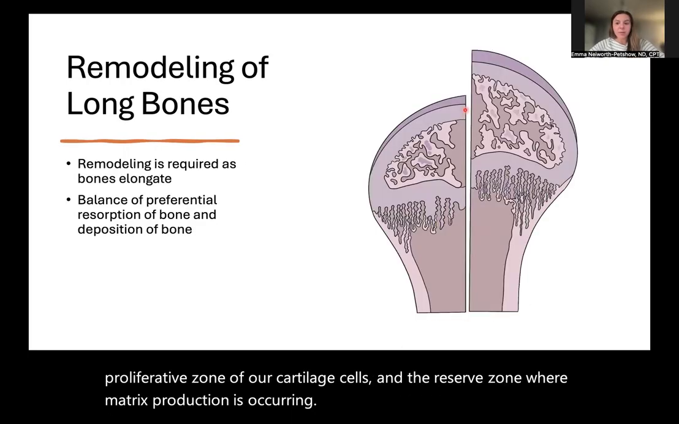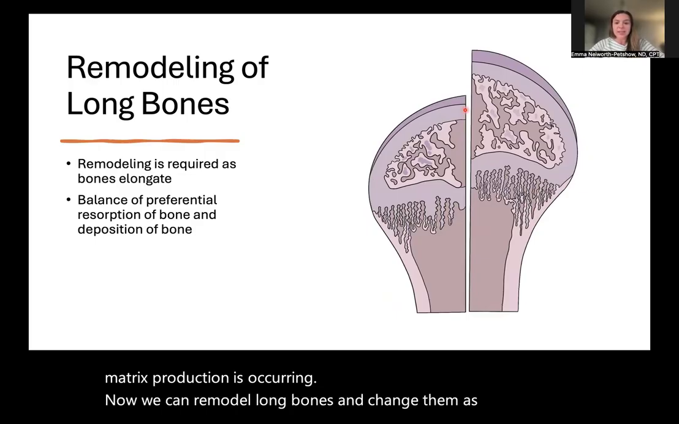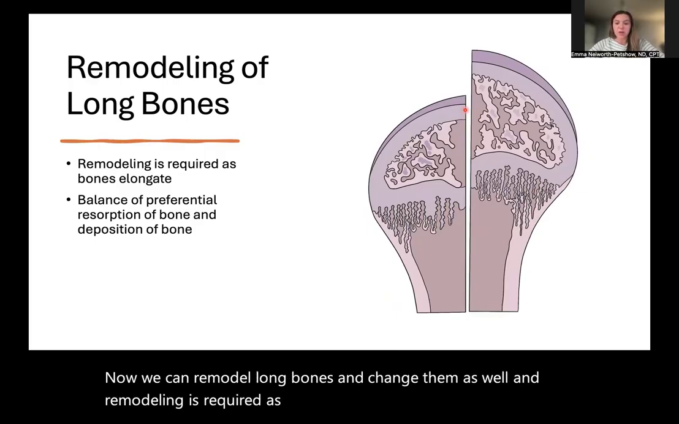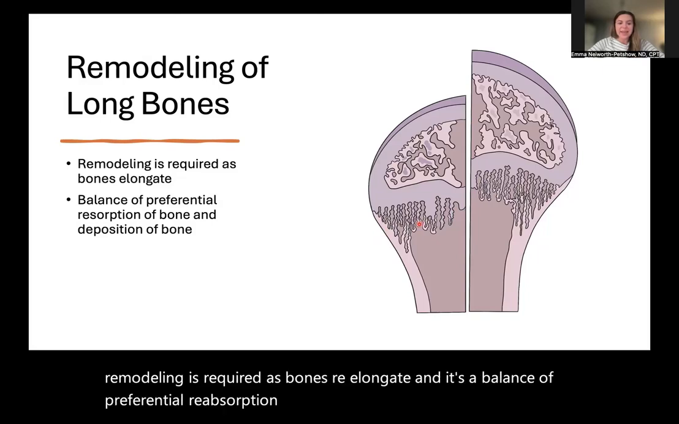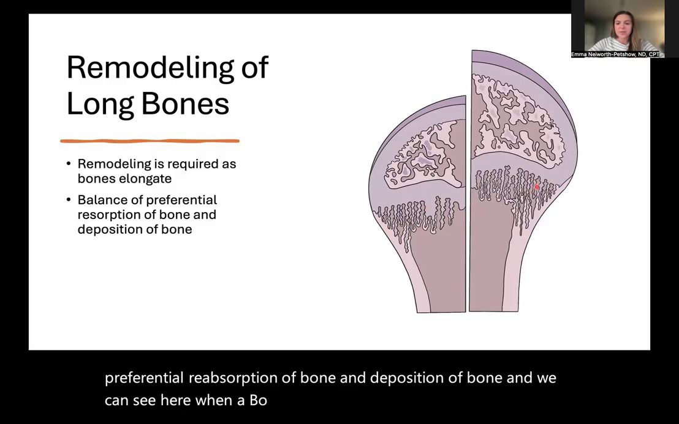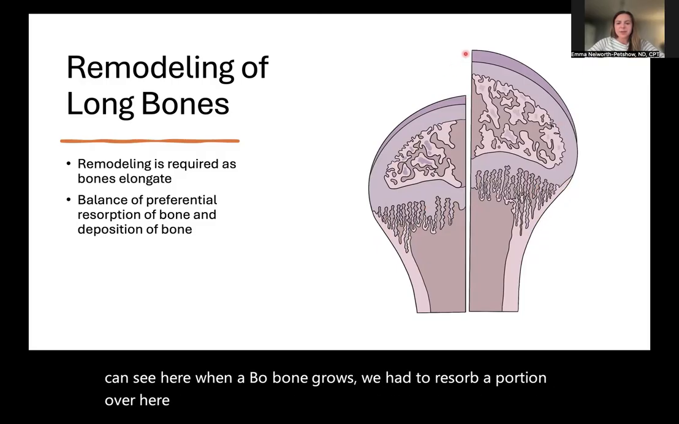Now we can remodel long bones and change them as well, and remodeling is required as bones re-elongate, and it's a balance of preferential resorption of bone and deposition of bone. And we can see here when a bone grows, we had to resorb a portion over here, so we could add a portion up here.